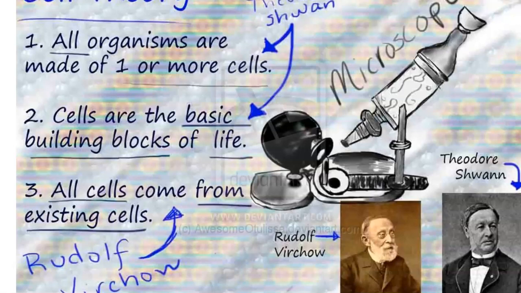And number three, all cells come from existing cells, right? So they don't just appear out of nowhere, they come from another cell. So I guess number three is true for every cell that exists today, but perhaps at one time, back billions of years ago, it's not true for the very first cell. Okay, number three.